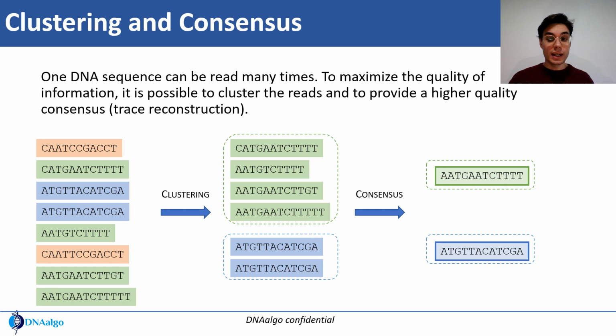Then, from the aggregated data, we try to obtain a higher quality consensus that will be decoded. Sometimes this task of obtaining a higher quality consensus is called trace reconstruction.